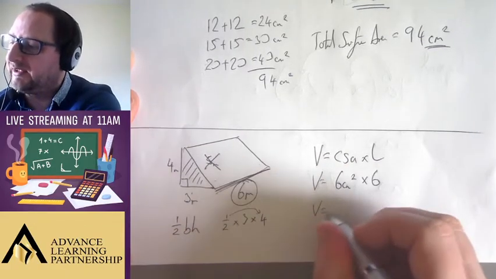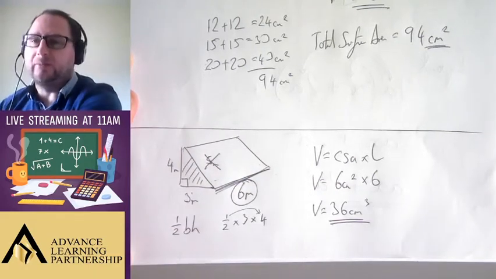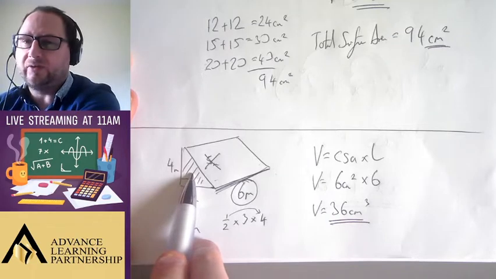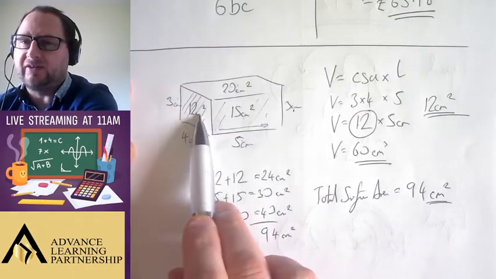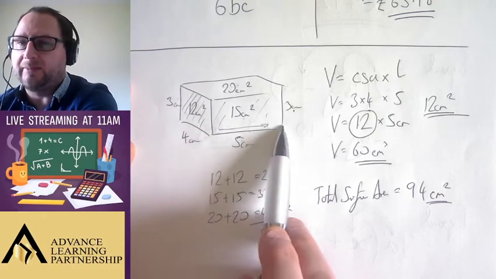6 sixes are 36, and there is the volume. So finding the cross-section area first, then multiply by its length, just like we did here. Find the cross-section area first using the 3 and the 4 to find that rectangle's area, then multiply by its length.